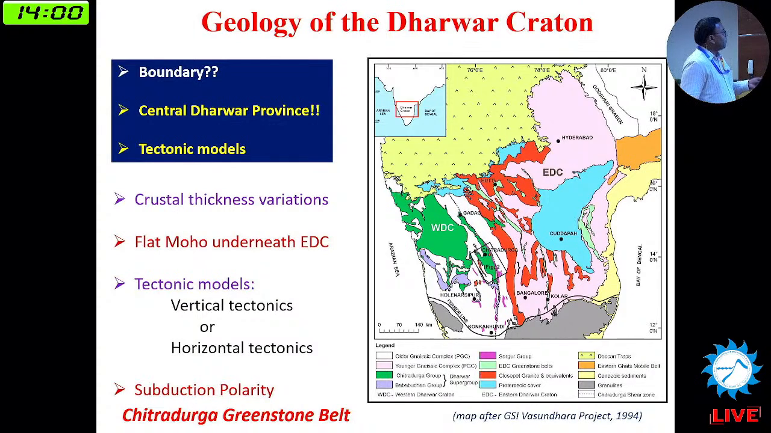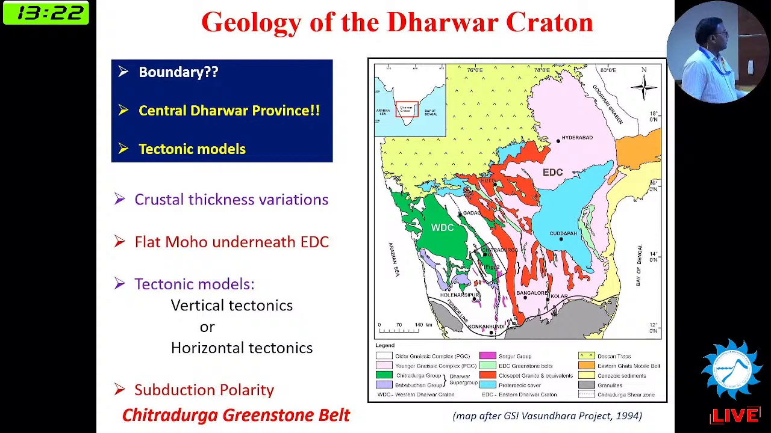The most important part is whether the central Dharwar province still exists or not, which is a matter of issue. But based on seismological data, the classical work of Dr. Kaila, and subsequently Professor S.S. Roy, they have established that there are distinct crustal variations between the western and eastern Dharwar Cratons. Here the crustal thickness is around 42 kilometers, whereas towards the eastern Dharwar Craton it is consistently 35 kilometers and very constant. The Moho underneath the EDC is very flat, whereas the other is undulated.